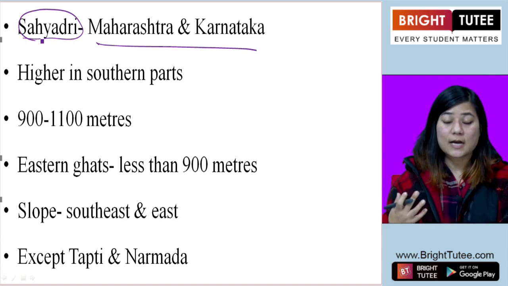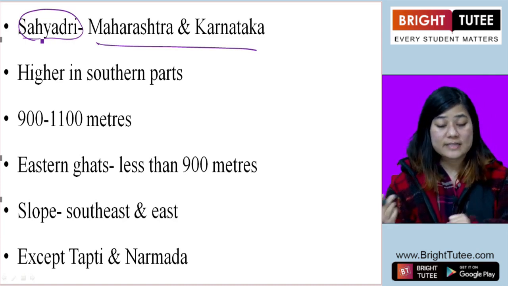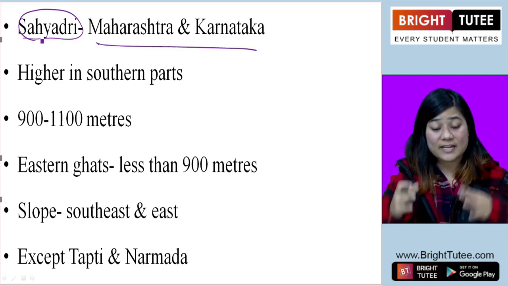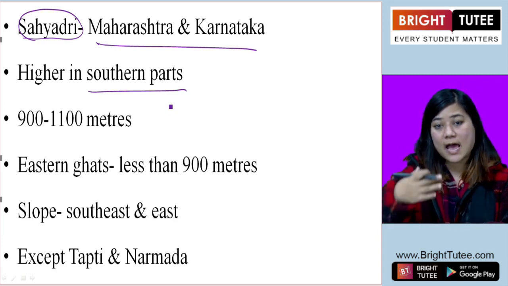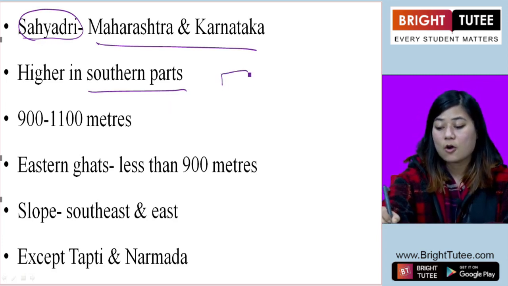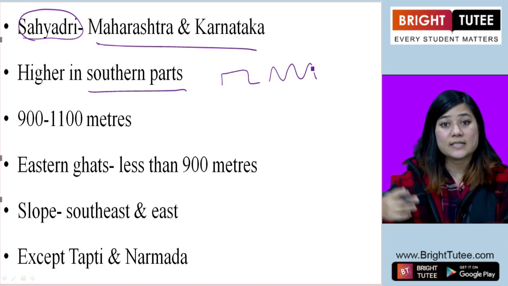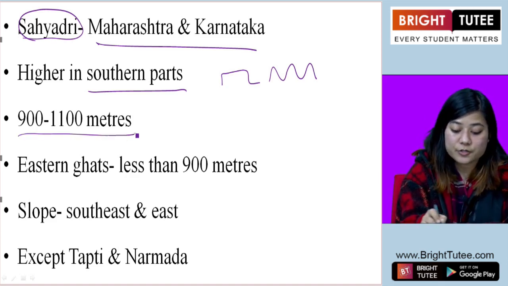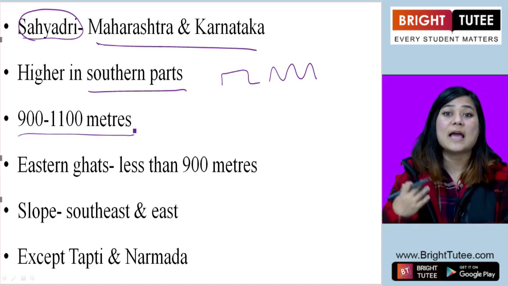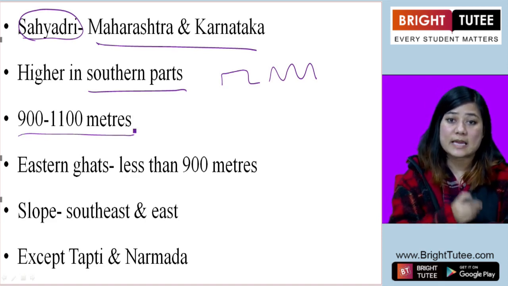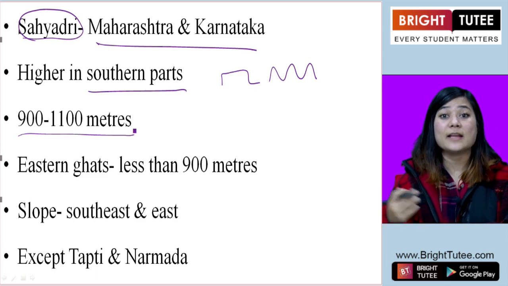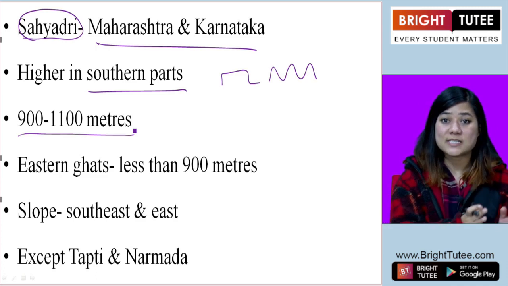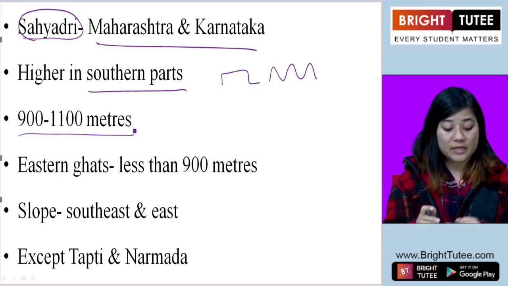Now this Western Ghat or the Deccan Plateau, they have higher elevation, or the height of that plateau is higher in the southern parts. As you go further south, the height of that tableland and the hills gets higher. Okay, but the height of it is between 900 to 1100 meters. So it is not as high as what we learnt about in the Himalayan ranges. So that was the western boundary of the Deccan Plateau.